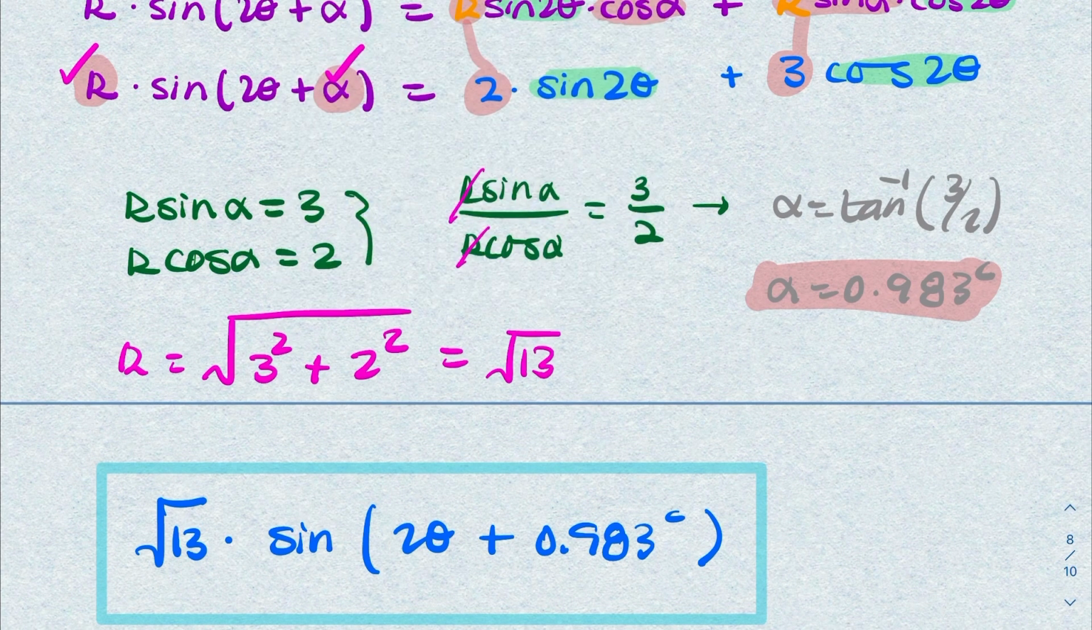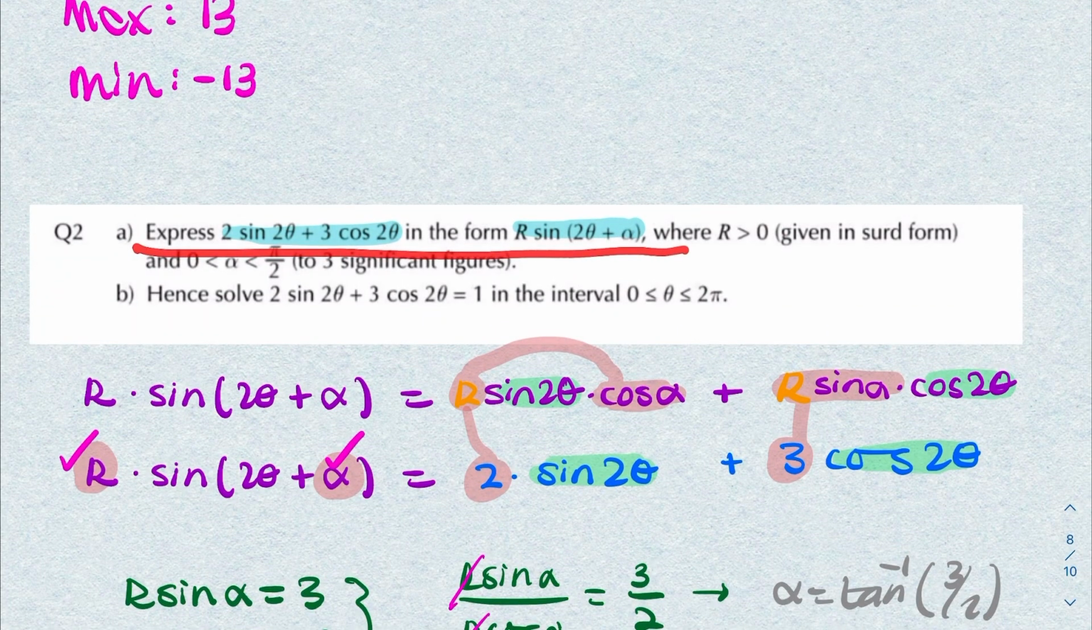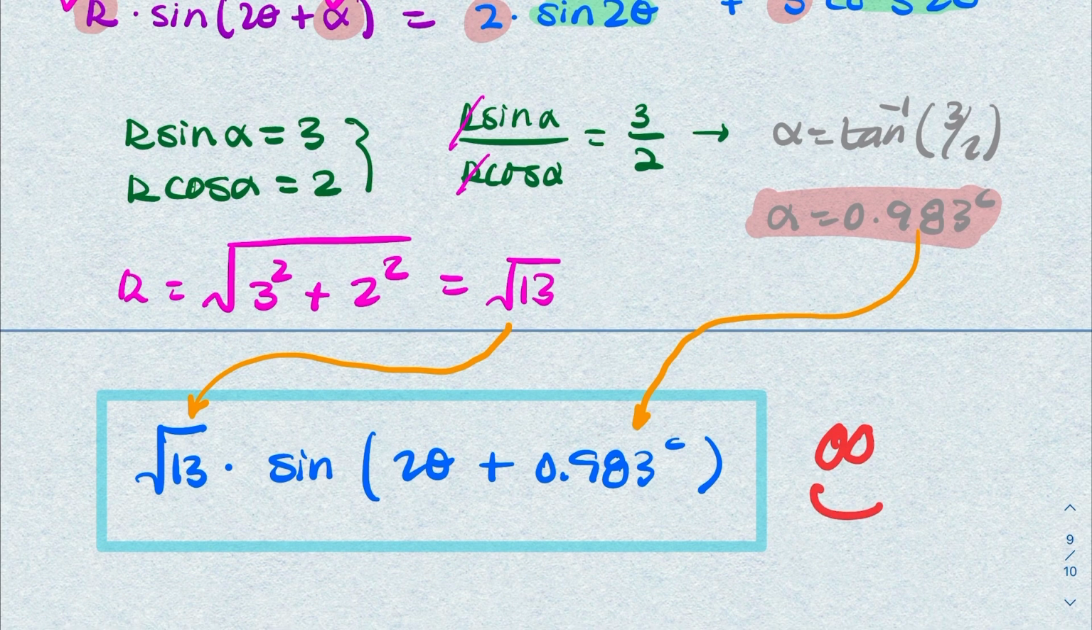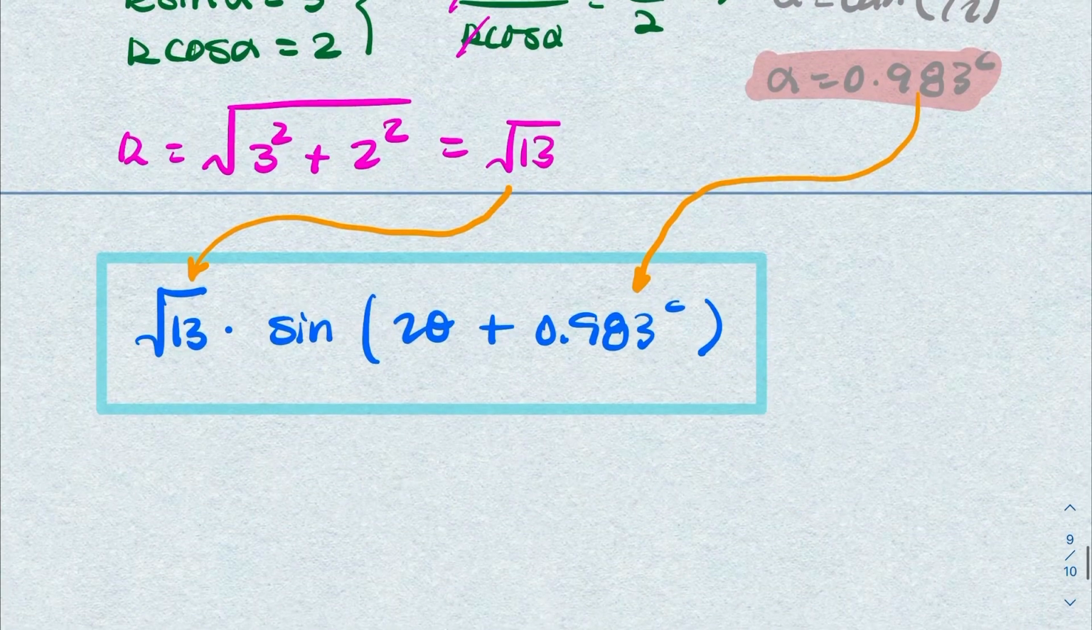So we got the alpha from there, and we got r from there, and they said express this in this form, and that's what we've done. So that's the answer to the first part. The second part says hence. That means using what you just found, solve that. And if you look carefully, this is exactly the same as that. So you just have to solve r sine equals 1.